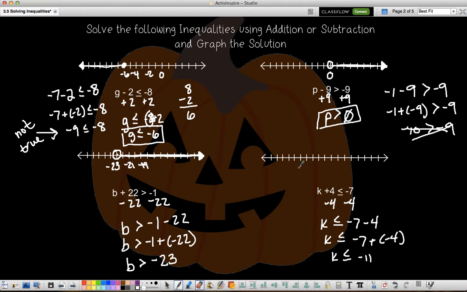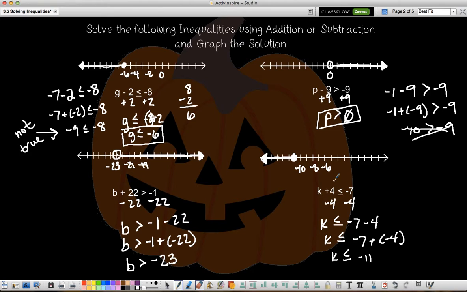Right, so here I have -10, -8, -6. So here's -11, and it can include -11, and it has to be less than or equal to -11, so my arrow has to point left. Okay, and I've solved all of these inequalities.